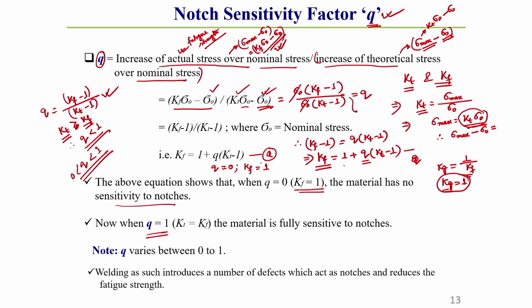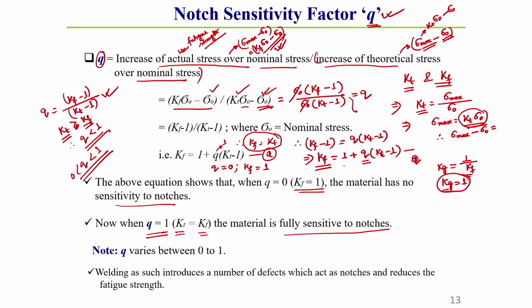Now, if you consider Q equal to 1 in this equation A, if you put Q equal to 1, then what do you get here? You will get Kf equal to Kt. So in this case, when Q equal to 1, then Kt is equal to Kf. Here you can say the material is fully sensitive to notches. That means your Kf value can be maximum equal to Kt.